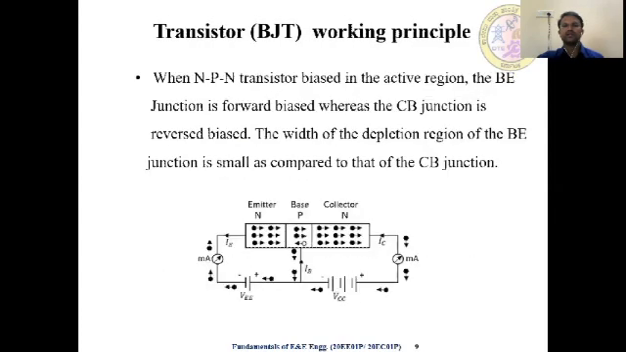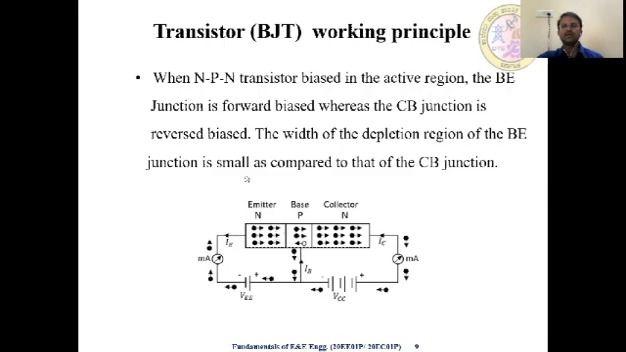Transistor working principle. When an NPN transistor is biased in the active region, the base-emitter junction is forward biased, whereas the collector-base junction is reverse biased. The width of the depletion region of the base-emitter junction is small as compared to that of the collector-base junction. You can see in the picture, the working here, the majority charge carriers in the emitter, because it is of N-type semiconductor, majority will be electrons and minority will be holes.